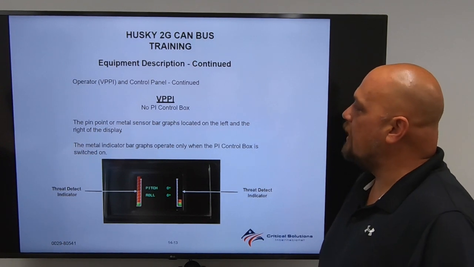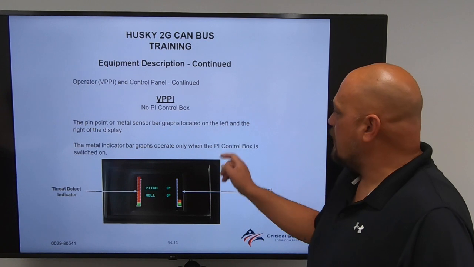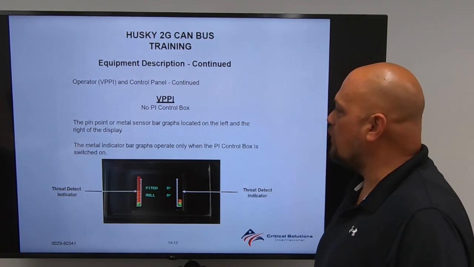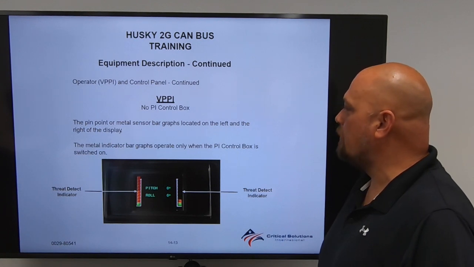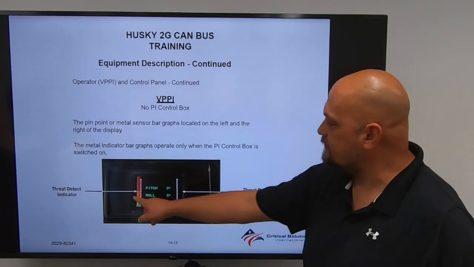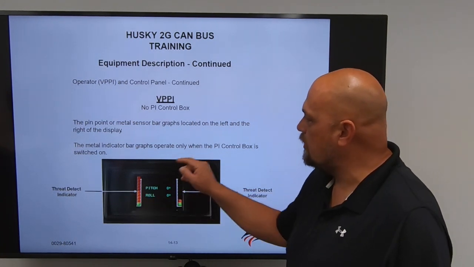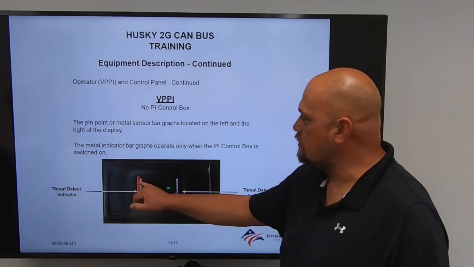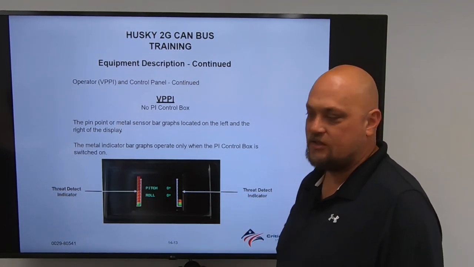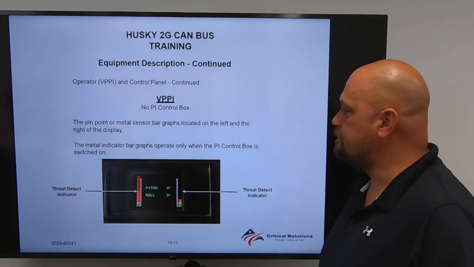VPPI, no PI control box. The pinpoint or metal sensor bar graphs are located on the left and right of the display. The metal indicator bar graphs operate only when the PI control box is switched on. For these threat indicators, again, you have a left and a right threat indicator. These will only light up when the PI box is turned on. This gives you a bar graph of the threat that is under either side. Again, your pitch and roll for your ink meter.